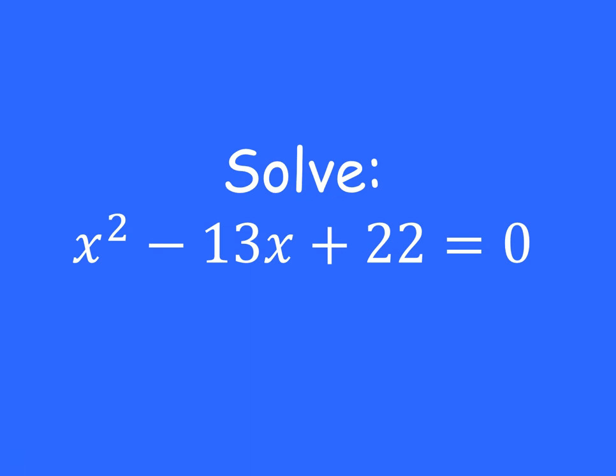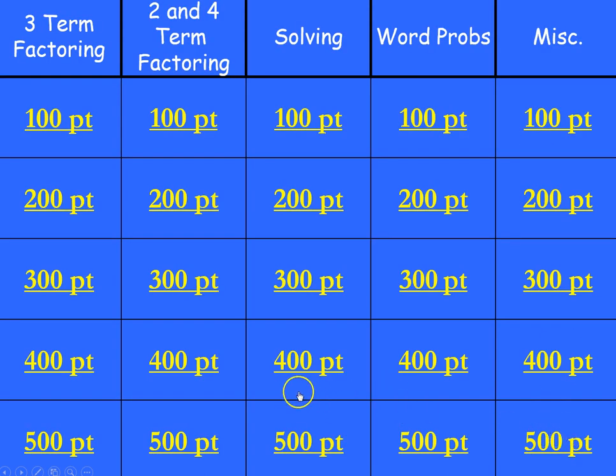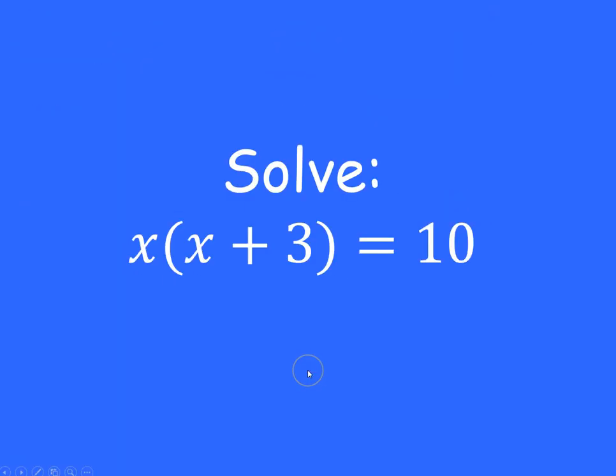Okay, time's up. Let's see how you did. We're going to check your answer now. You need to factor this. So, factors of 22 that get you 13. I think that's 11 and 2, both negative. And so when you get x minus 11 and x minus 2, you then set these equal to 0 to get x equals 11 and x equals 2. Nice work. Next question. Solving for 400.